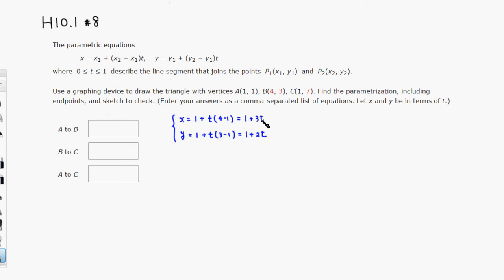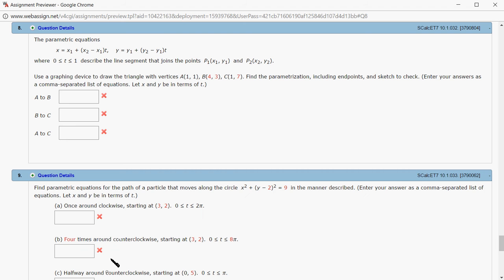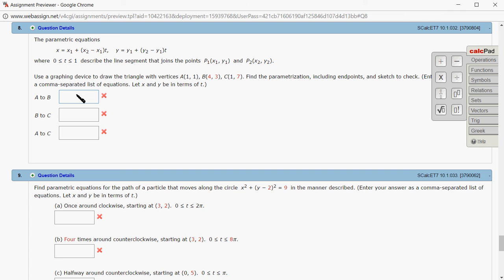Let's type it in first. So here, x is equal to 1 plus 3t, and y is equal to 1 plus 2t. All right, let's go back.